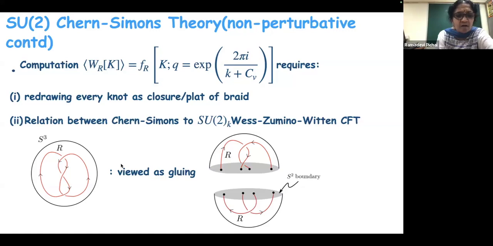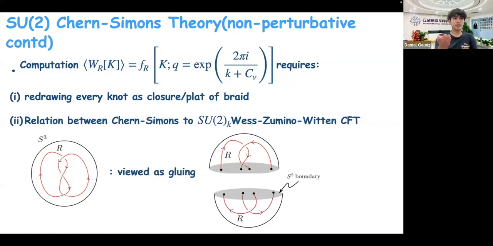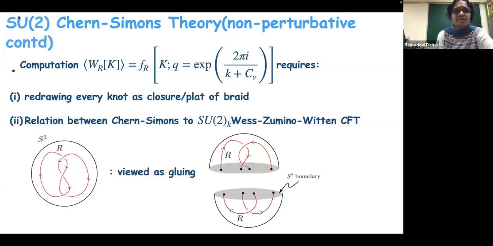I think he's talking about the S2 boundary. Yeah, so you can do it in various ways, but the simplest thing which Witten had done. What was the earlier question? I forgot actually.